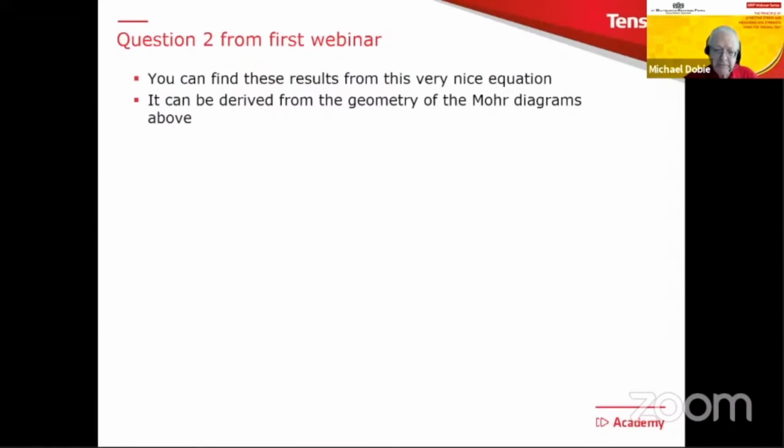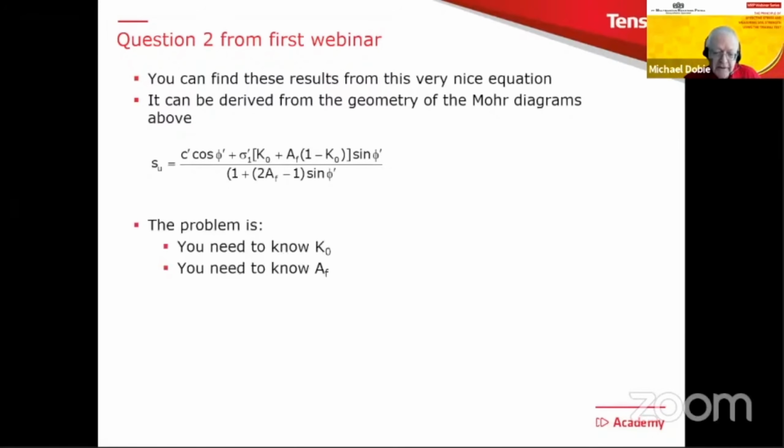So, last couple of points to make. In fact, that calculation, to find those undrained shear strengths, you can actually do using this very nice formula. So we can find the undrained shear strength from c dash and phi dash. And sometimes people see this formula and say, oh wow, this is wonderful. We can actually calculate the undrained shear strength if we know c dash and phi dash. The only problem is you've also got to know K naught and AF, and they're difficult.